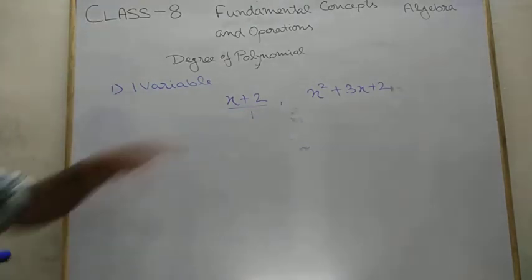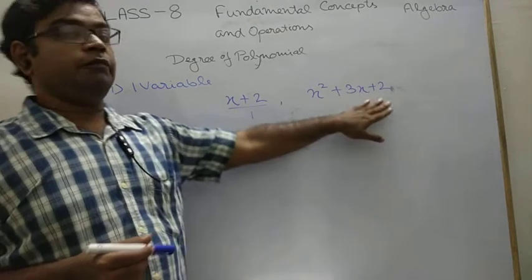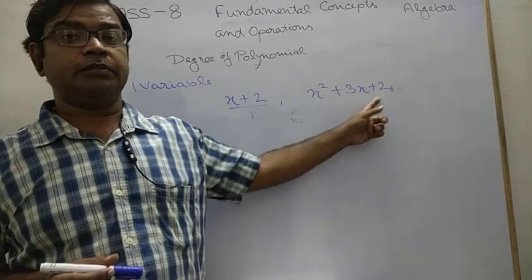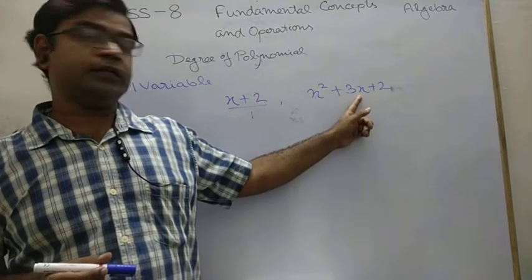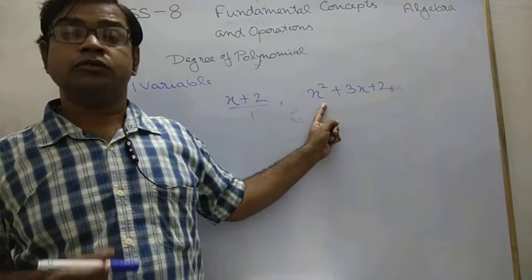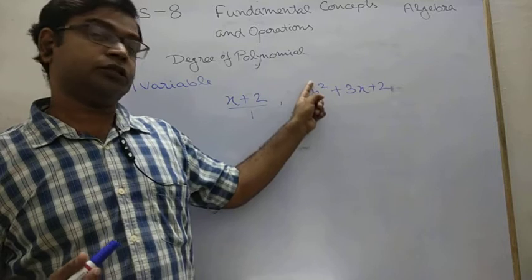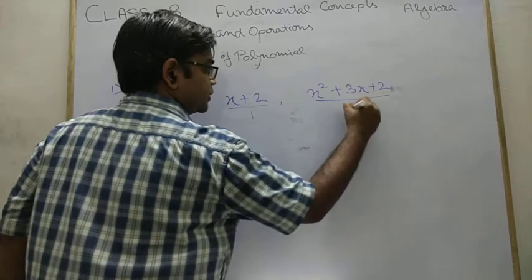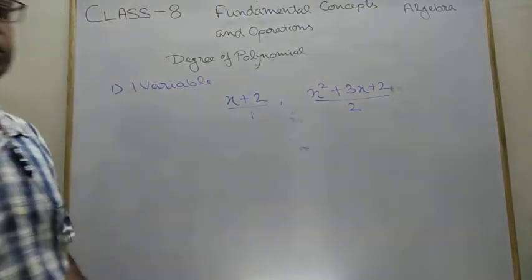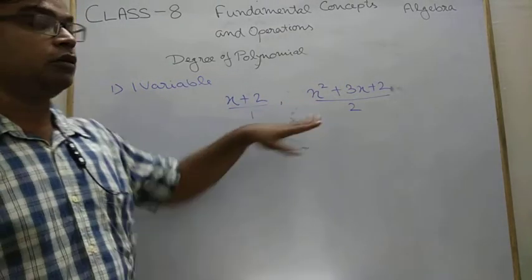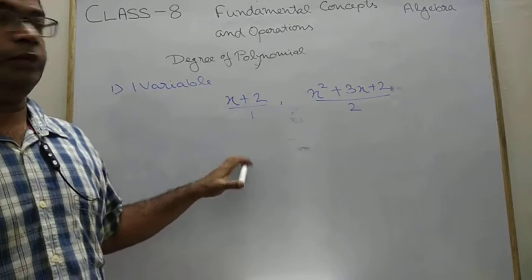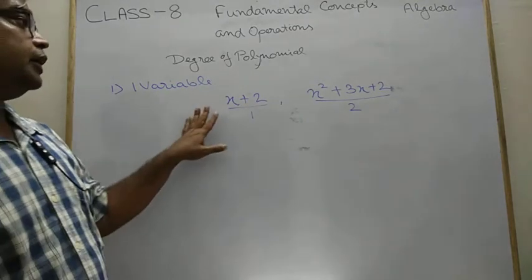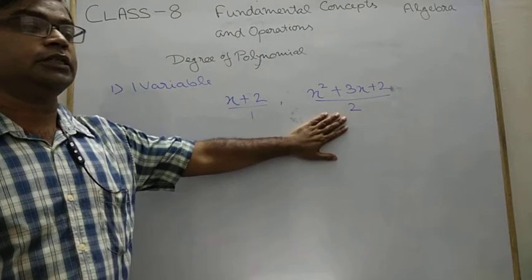What about the other one? There is a variable x. In 3x the power is 1, and in x to the power 2 the power is 2. So the degree of this expression is 2. We must write degree equals 2, because it is the highest power in an expression having one variable. It doesn't matter whether it is a monomial, binomial, trinomial or polynomial; in this case the degree is 2.